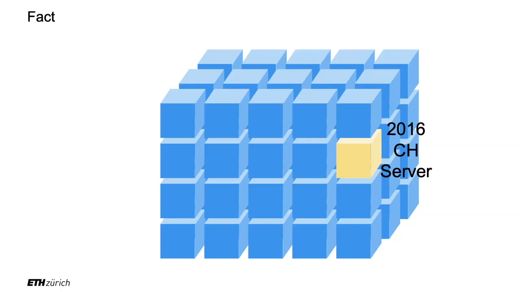For example, that little cube could be 2016 Switzerland server, right? 2016 because it's on the second layer from the top. CH because it's in the front layer, and server because it's the fifth column starting from the left. So typically you have all of these little values, but they are nicely organized in a cube. You could call this 2016 CH server the dimensional coordinates of the little cube. It's like a coordinate system.